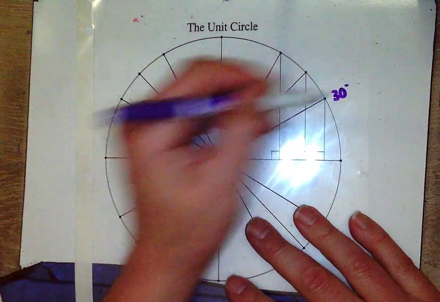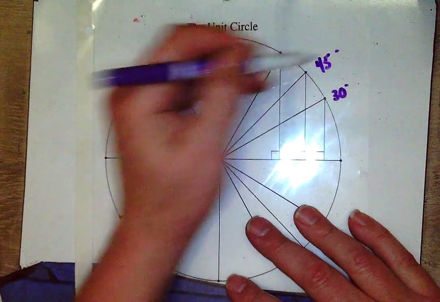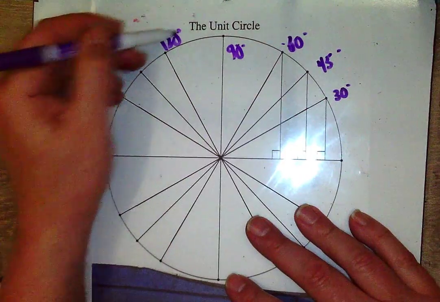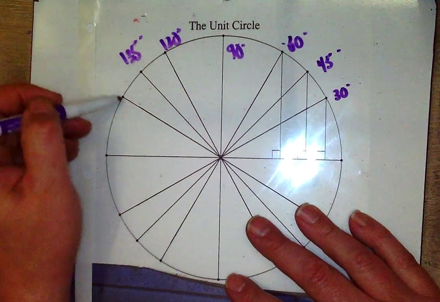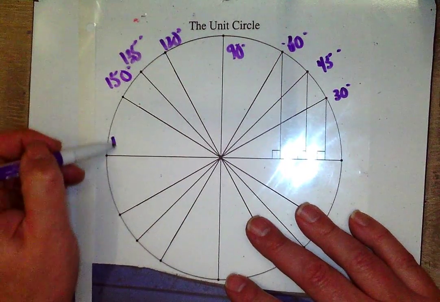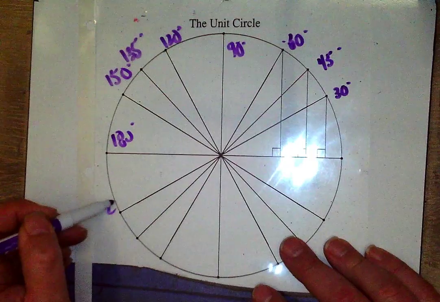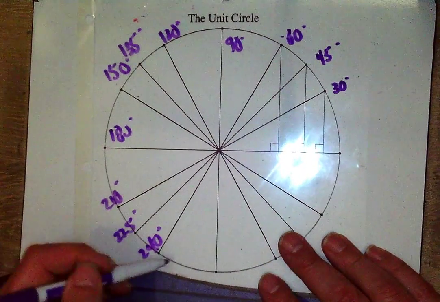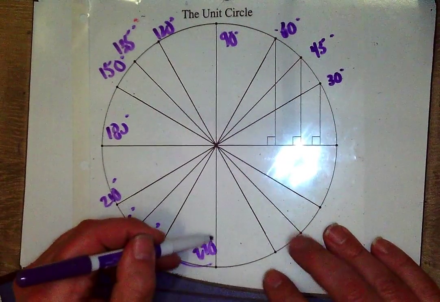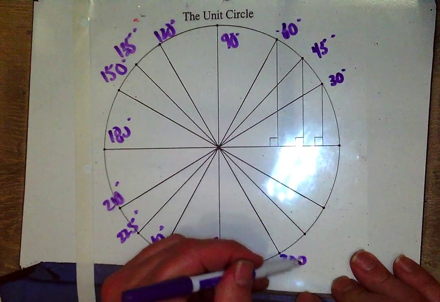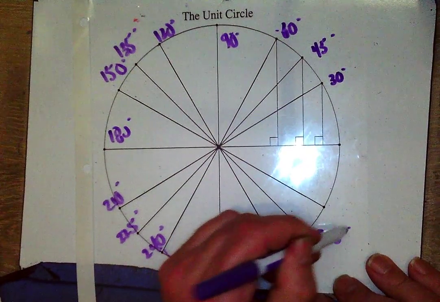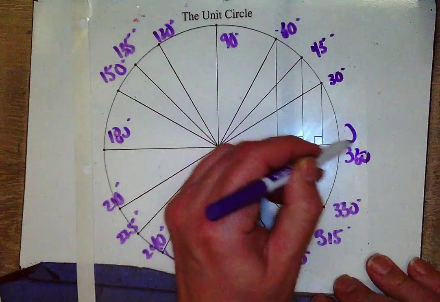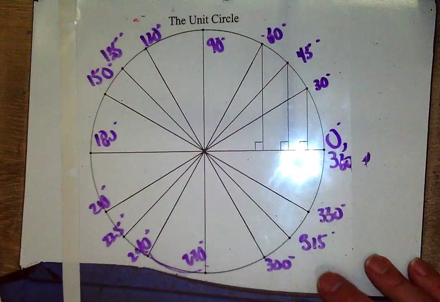Okay, so this is 30 degrees, and then 15 more, and then 15 more, and then 30 more, and 30 more, and 15 more, and 15 more, and 30 more, and 30 more, 15 more, 15 more, and 30 more brings me to 270 degrees. 30 more brings me to 300, 15, add another 15, and get back to 360. So this is either 0 degrees or 360 degrees.